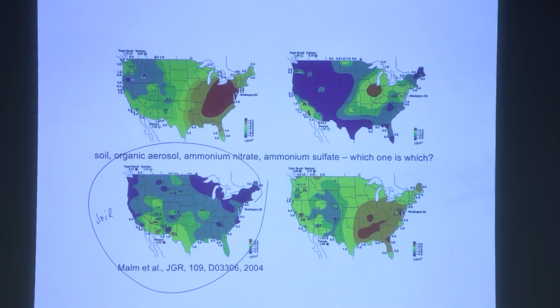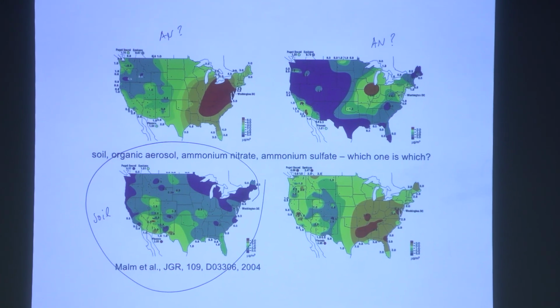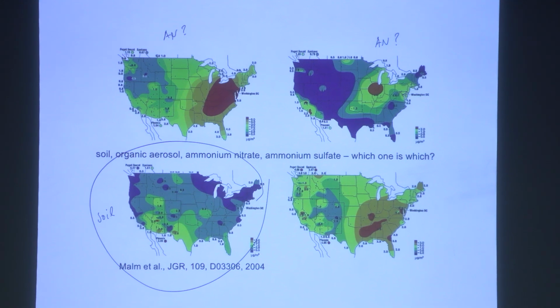Does anyone want to take a stab at one of the other ones? Think about where, yeah? Top left, ammonium nitrate. Other offers, yeah? I was wondering if the top right might be ammonium nitrate, because most of the regions that are high enough there are farming regions. Yeah, so you have to know the Midwest is a big farming area. Ammonium nitrate, yeah. Okay, two down, two to go.